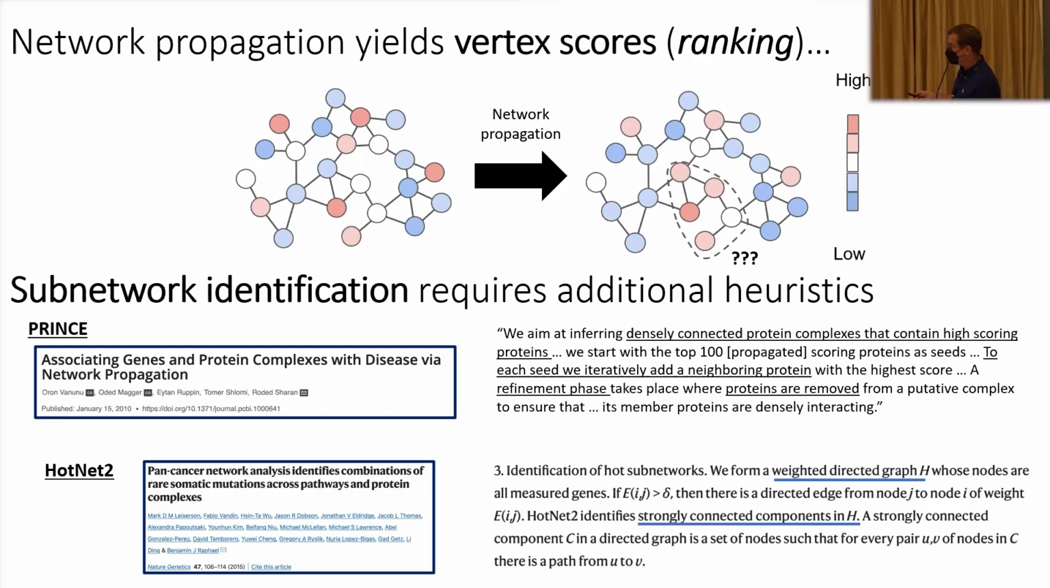And if you go dig into these papers, and I pulled out two, one from Brodit Sharan's group that describes how, after propagation, they pull in densely connected subgraphs. Or in our approach, we went back in and pulled out these strongly connected components. So there's some other heuristic going on to get the subnetworks. It's not really just that flow measure.